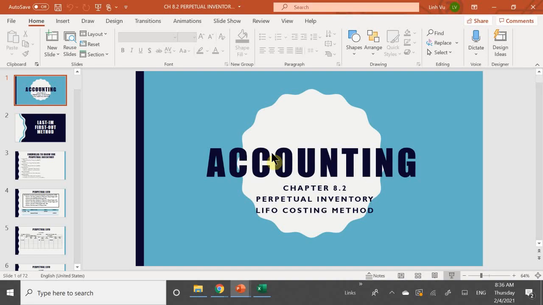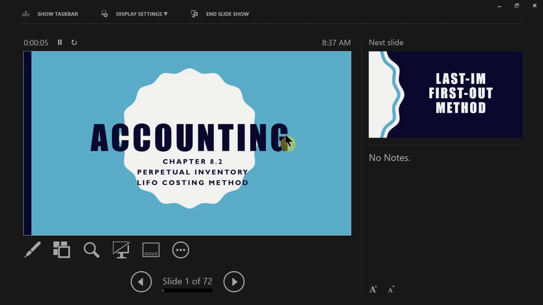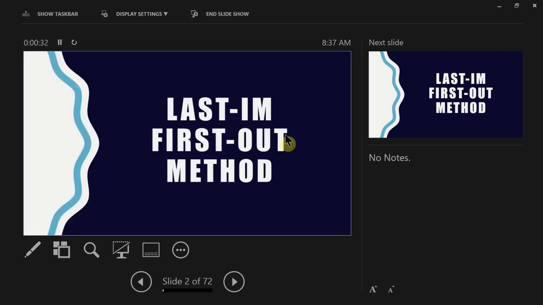Okay. Well, welcome to the lesson where we're going to take a look at Perpetual LIFO. Now, this concept, because we've looked at it before, is the same thing. We're going to plug in everything exactly as is, except there's only one difference. As we keep making purchases of inventory, we are going to start from the bottom every single time. So let's go ahead and take a look at this.